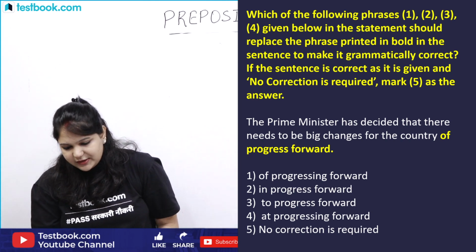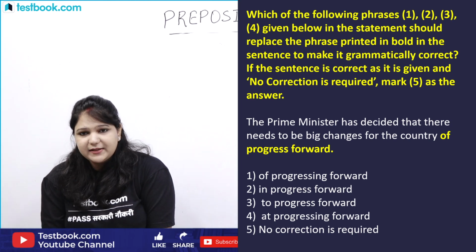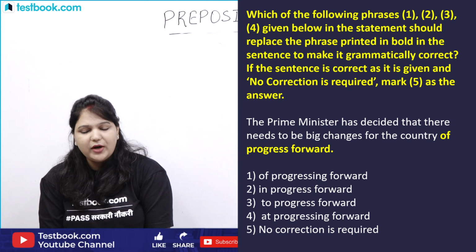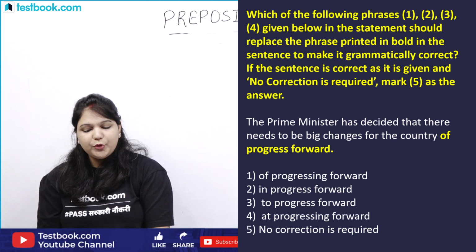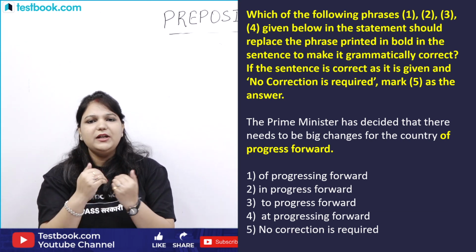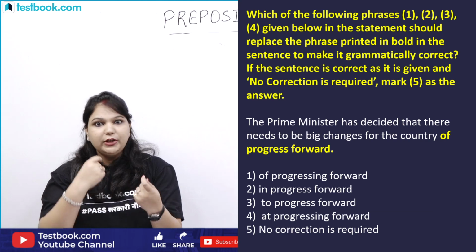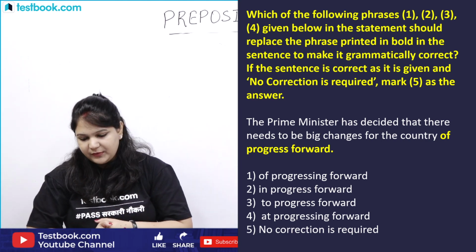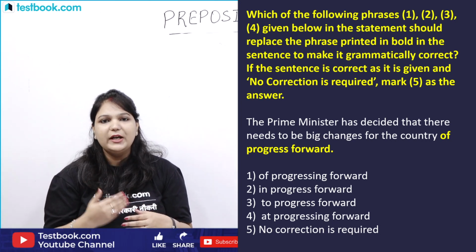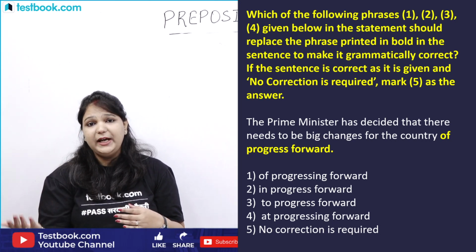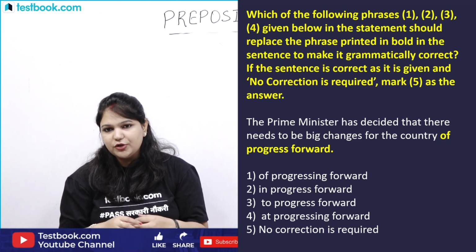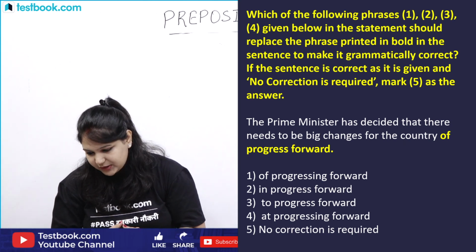So the question on your screen says, the Prime Minister has decided that there needs to be big changes for the country of progress forward. You are giving a direction, right? You are giving a direction which is actually talking about going forward. So understand what should be the appropriate preposition for directions or going ahead in terms of progressing forward. So what should be the appropriate preposition in this question?